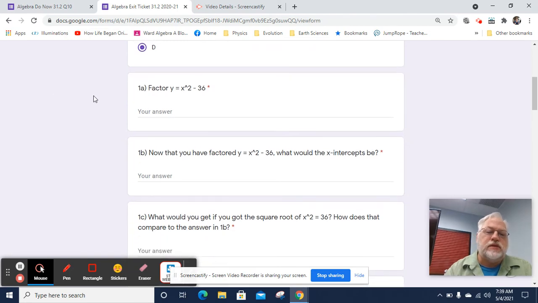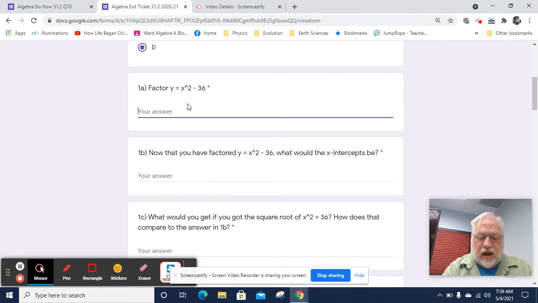Let's do some similar problems for the do now. We're going to factor x squared minus 36. And that's actually more of a thing that we've been doing before. This is a difference of squares, x squared minus 36.